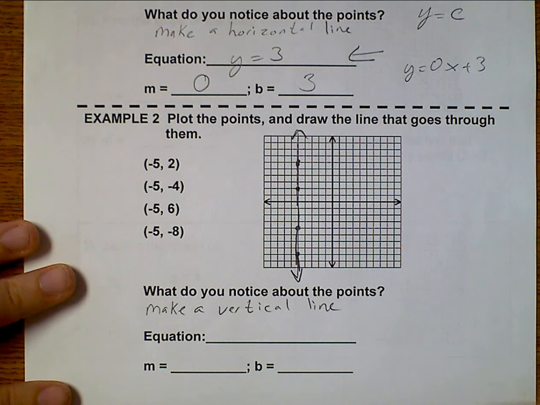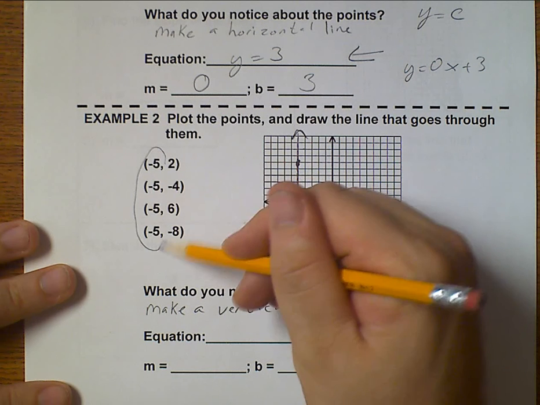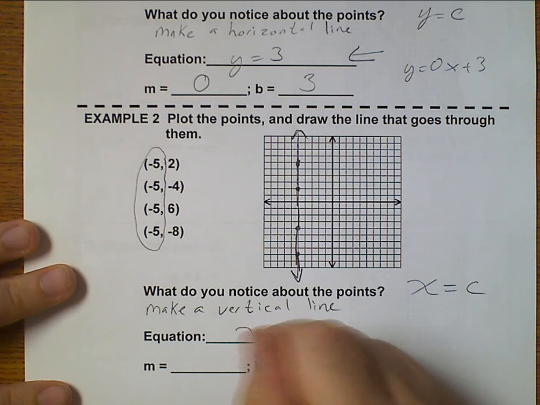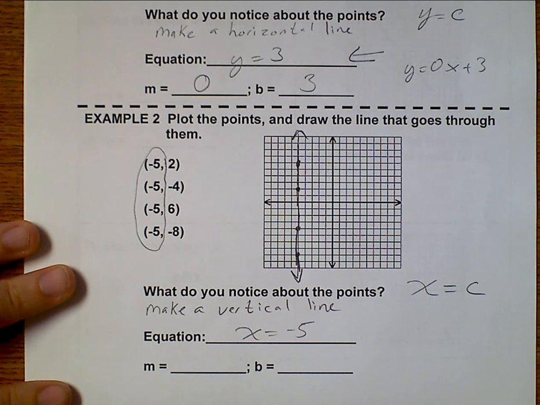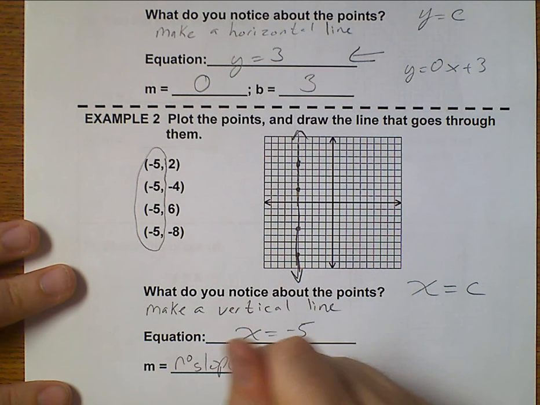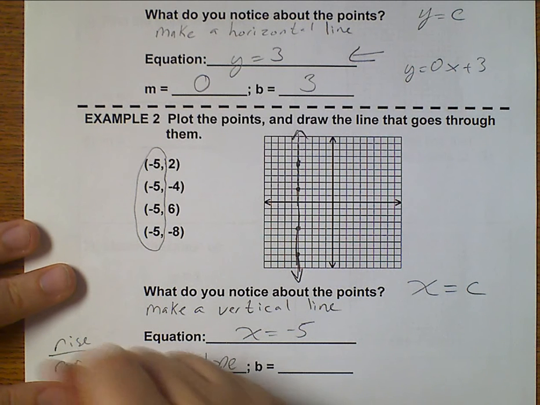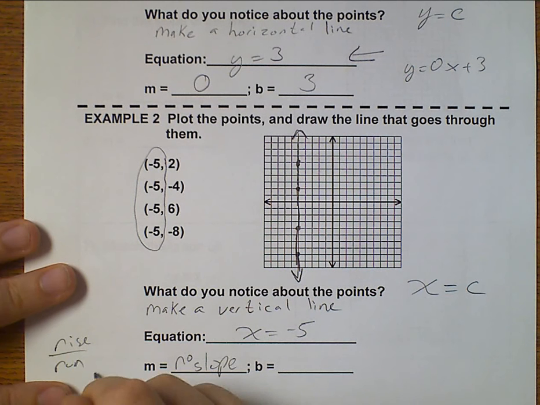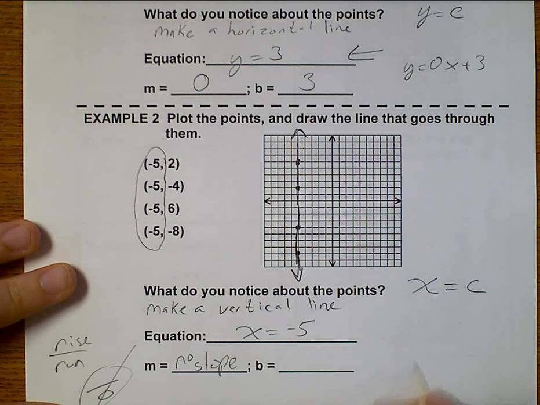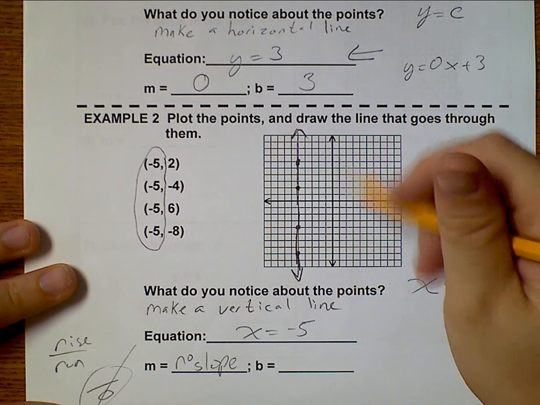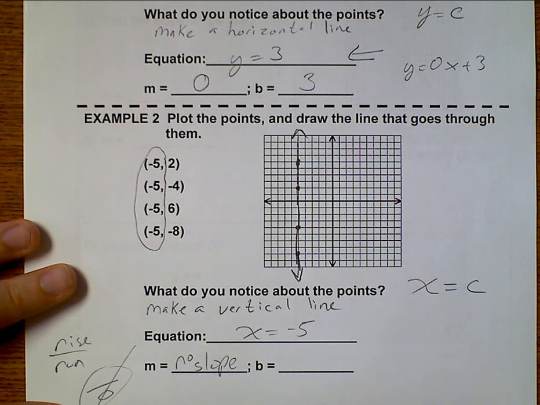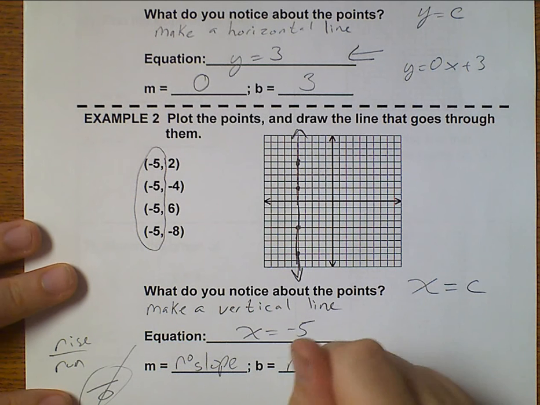And when you have a vertical line, it's going to take the form of x equals some constant, which in this case would be negative 5. And when I have something like this, there is no slope. Okay? I can't divide by 0. Can't do that. And so my b, well, I never cross my y-axis, so there's not a y-intercept.